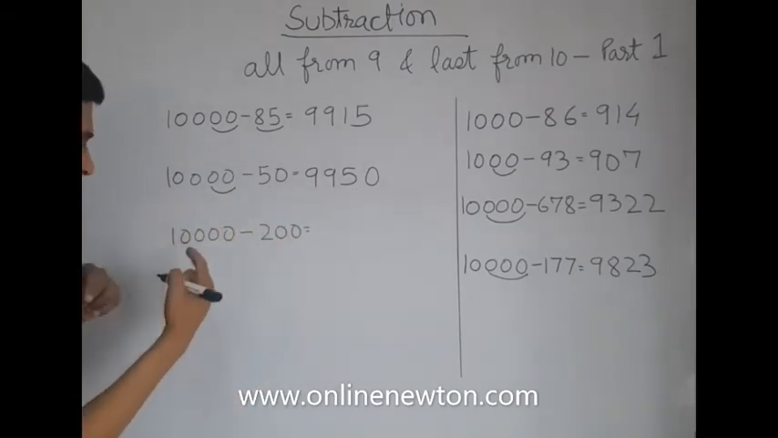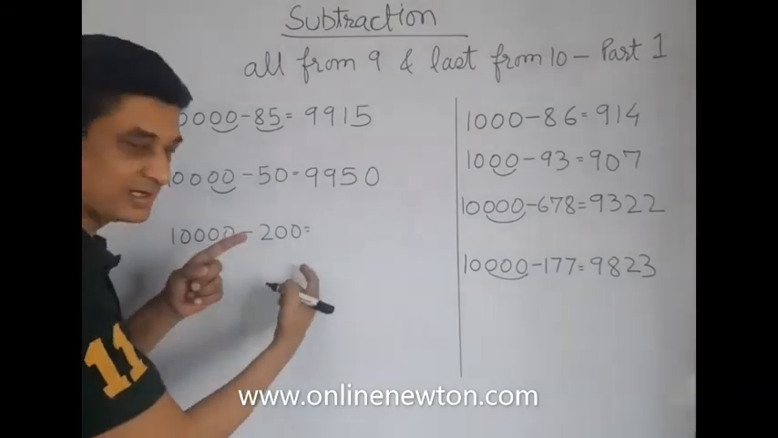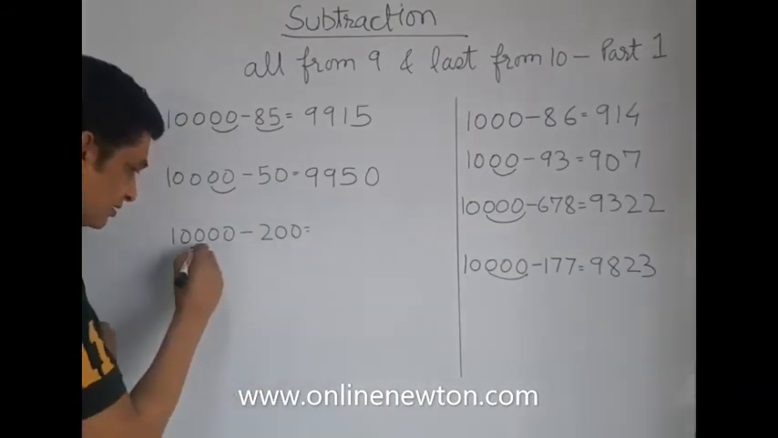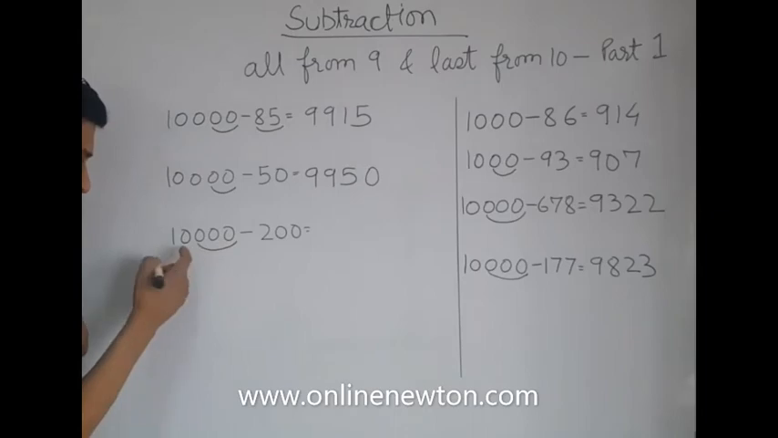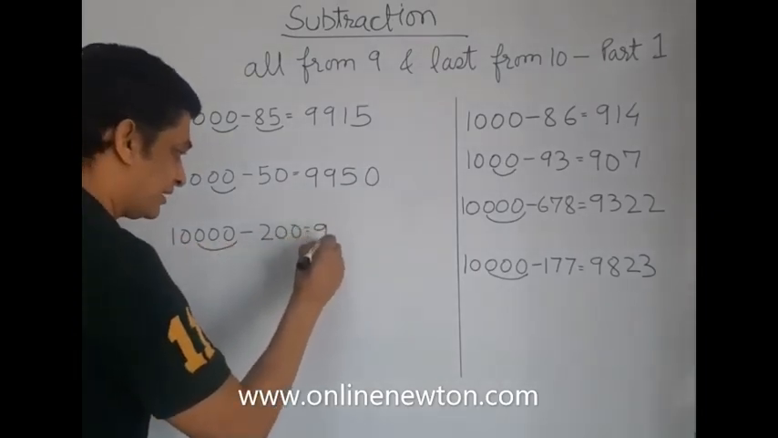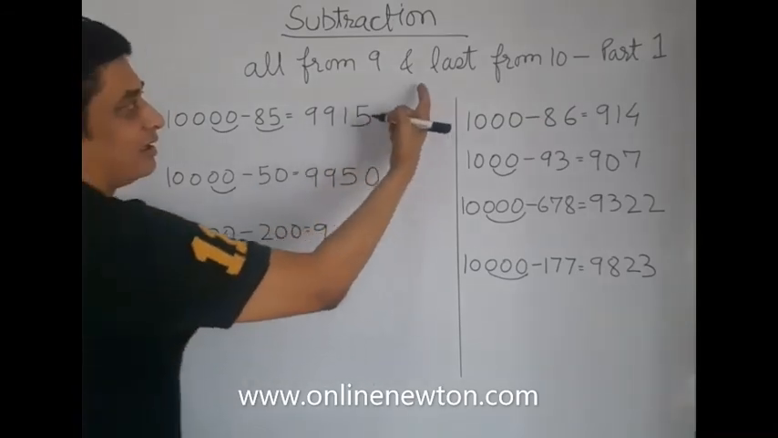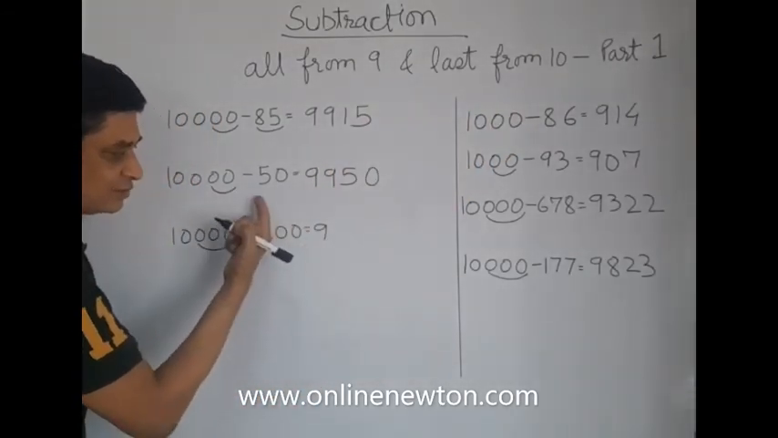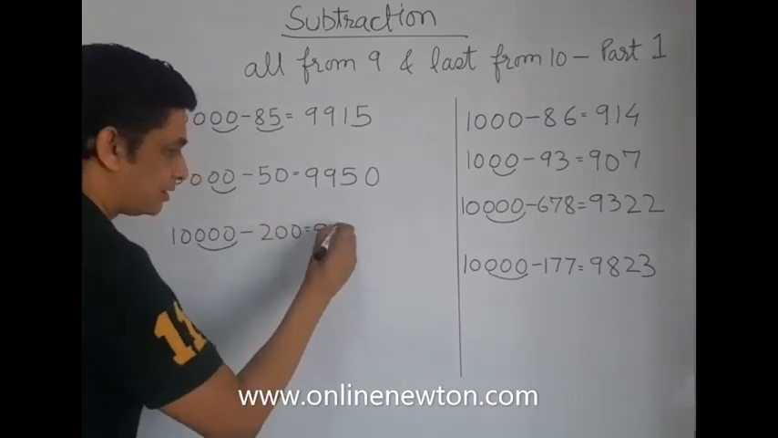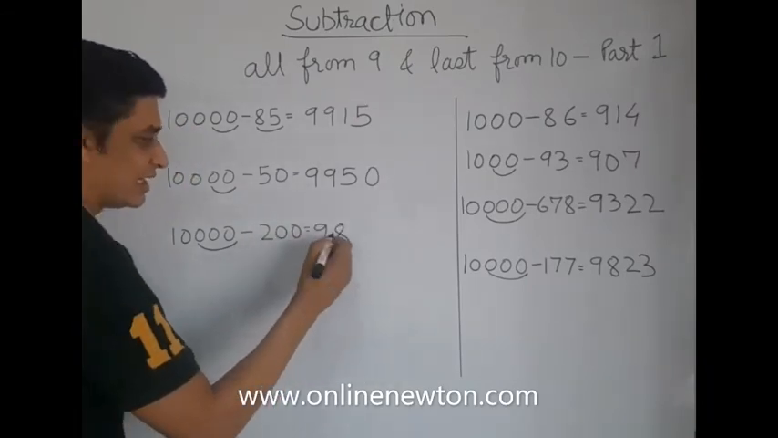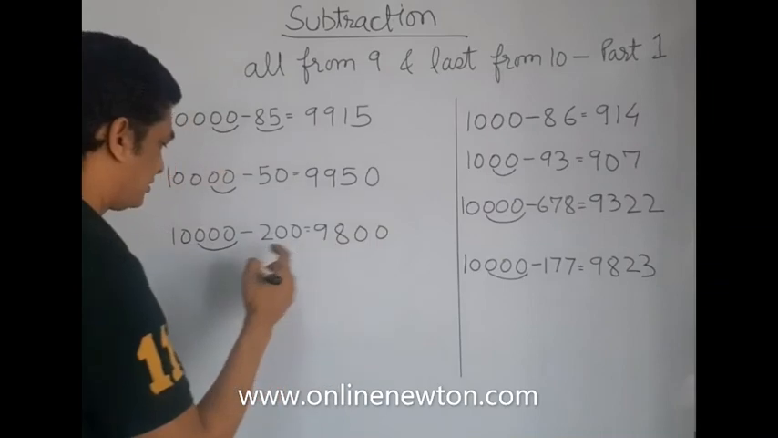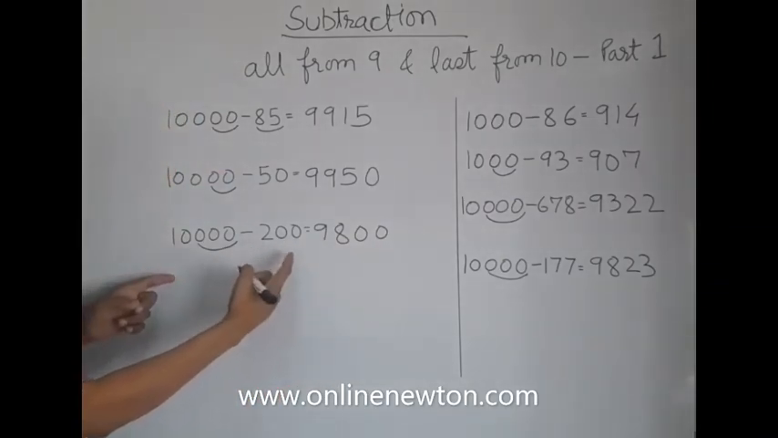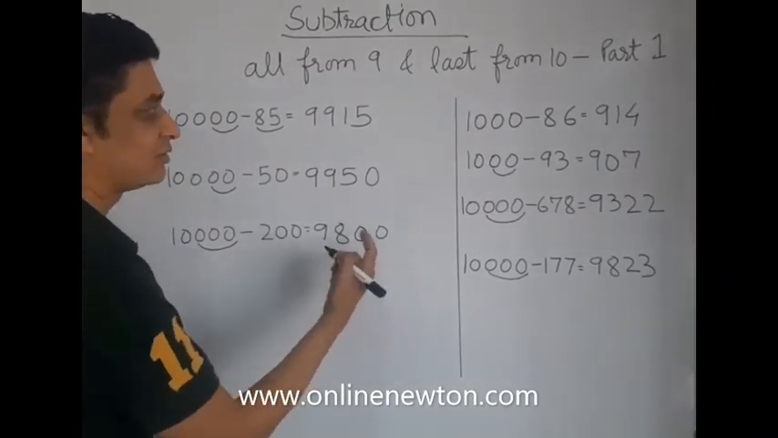We'll take up one more example. 10,000 minus 200. 200 has 3 digits. So 3 zeros. Before these 3 zeros there is 10. We reduce this 10 by 1. So 10 becomes 9. Then last from 10 is applied to this 2 because there are 2 zeros after this. So 10 minus 2 becomes 8. And we'll put these 2 zeros as it is. So 10,000 minus 200 becomes 9800.